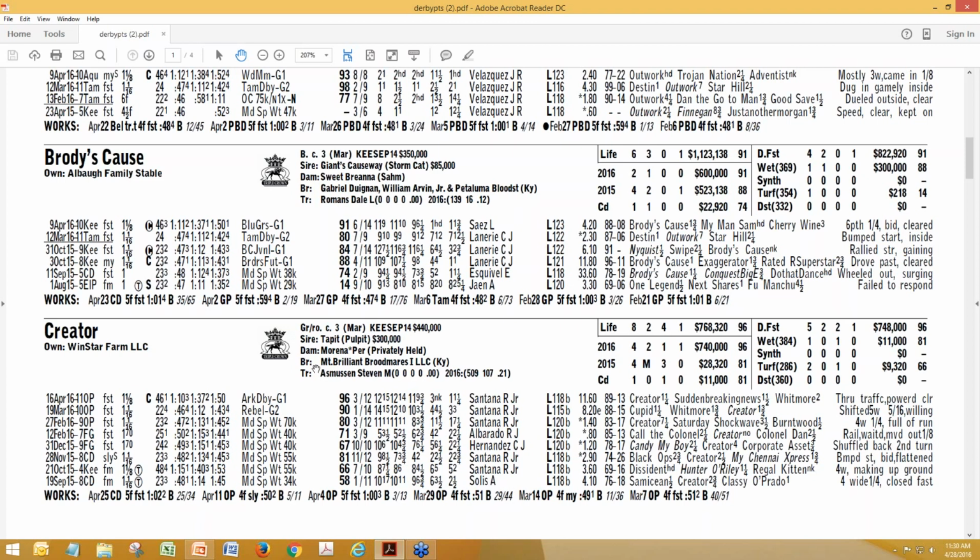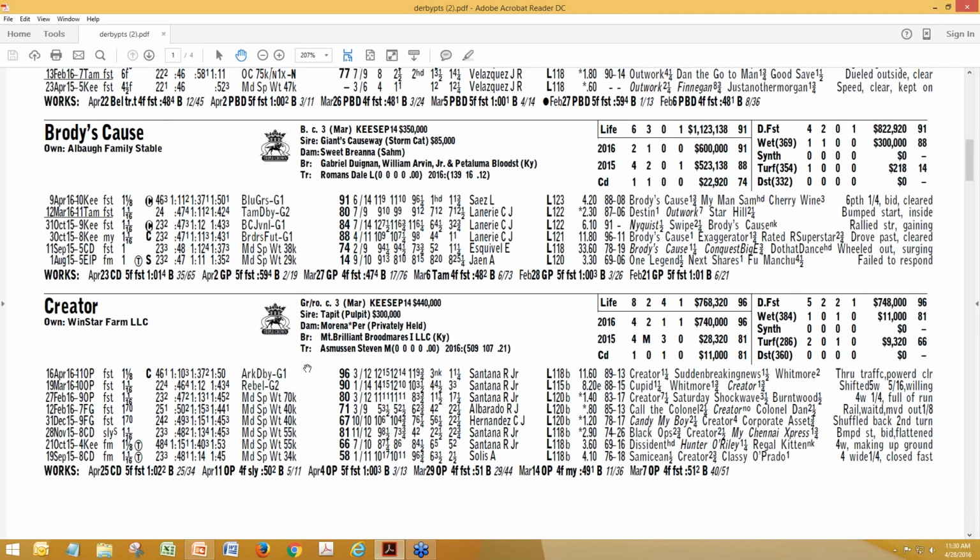But the 91 Beyer has to make you think that this horse isn't going to be fast enough to win the Derby, because even with everything in his favor, that's all he was able to put up in the Bluegrass, and he's going to have to run a lot faster than that in the Derby, where he's not likely to get a favorable scenario.